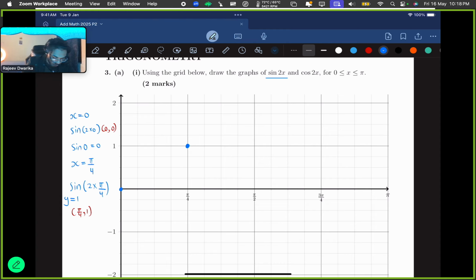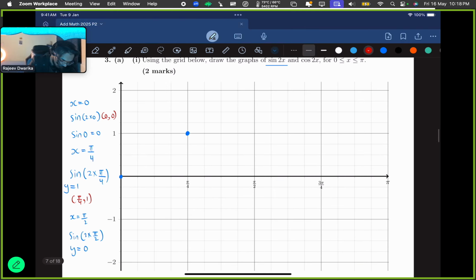Let's try another point. So let me try pi over 2. If I say x is equal to pi over 2, that's going to be sine 2 times pi over 2, and that's going to be sine pi. Right? Sine pi. I remember my graph passing through the intercept and then the points.